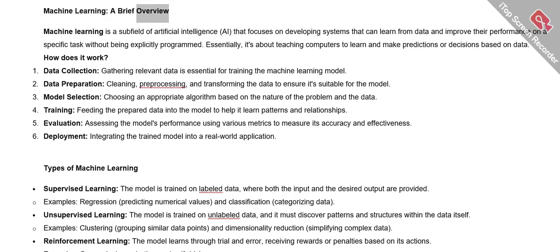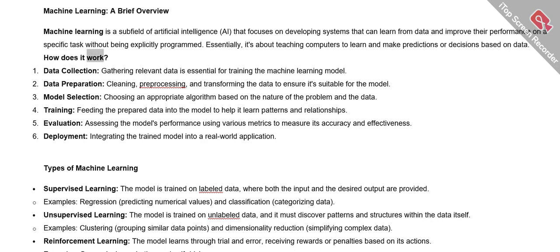Machine learning, a brief overview. Machine learning is a subfield of artificial intelligence, AI, that focuses on developing systems that can learn from data and improve their performance on a specific task without being explicitly programmed. Essentially, it's about teaching computers to learn and make predictions or decisions based on data.